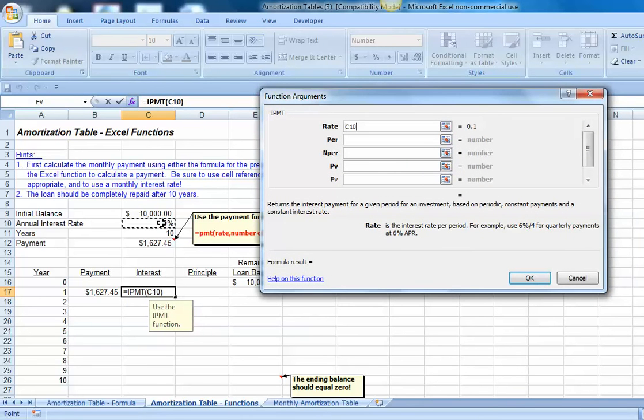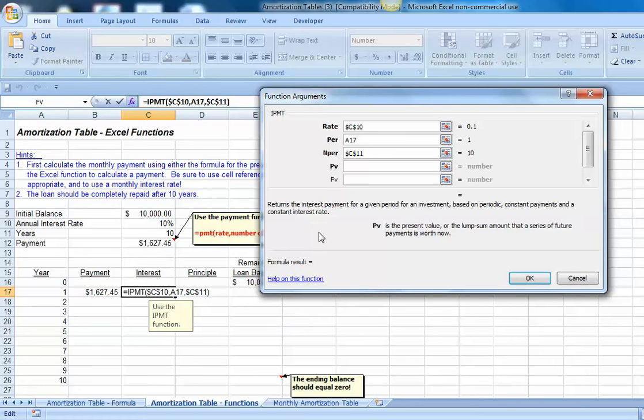The rate on our loan is 10%, and we're always going to come back to that same cell, so anchor it with the dollar sign. Now, we're talking about the interest that we pay, in this case, in the first period. And so we're going to click on cell A17. We won't use any dollar signs to anchor this because this is going to be a relative cell reference as we copy it down our amortization period table. The number of periods in our loan, though, will always remain 10 years. So let's anchor the reference to cell C11.